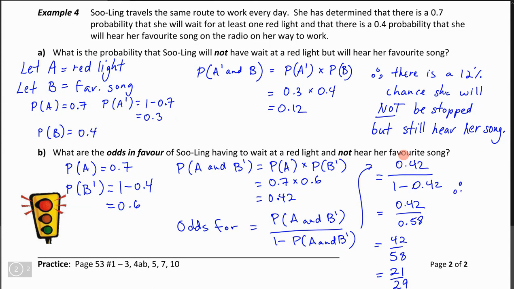So therefore, the odds for having to wait at a light and not hear her favorite song is 21 to 29.